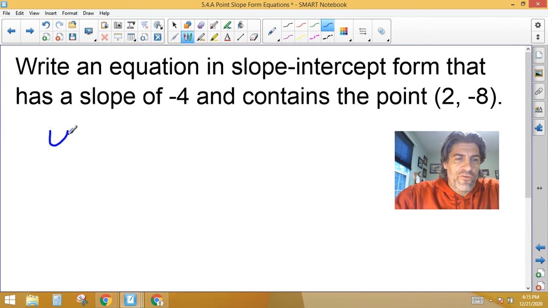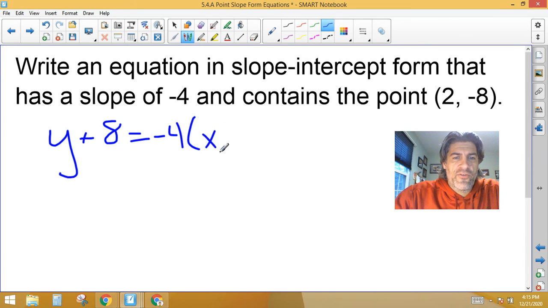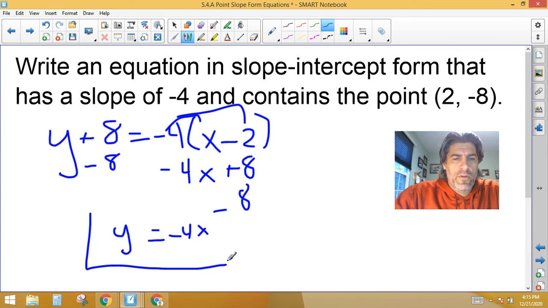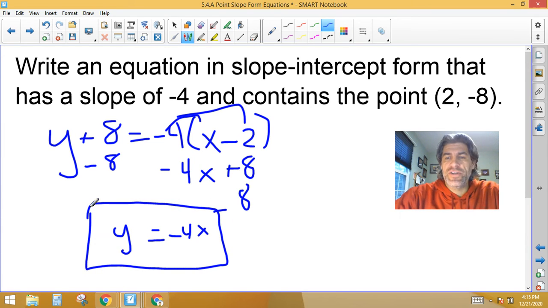Let's see. First, you had to write it in point-slope form. So I have y plus 8 equals, my slope is negative 4, and then x minus 2. I'm going to distribute my slope. Then I'm going to subtract away the 8 on the left side with the y, and I'm left with y equals negative 4x. Cancel out. So there's my equation in slope-intercept form. Y-intercept is not there, which means it's just going to be 0.